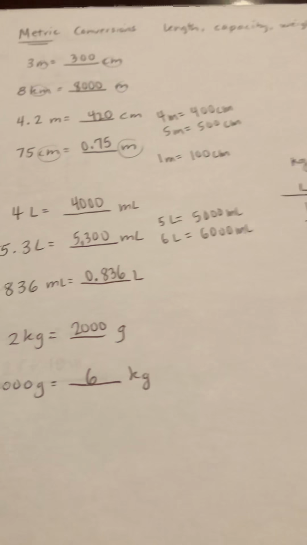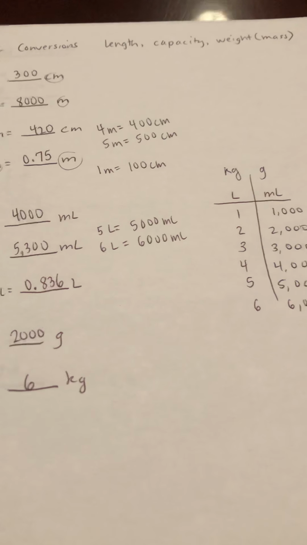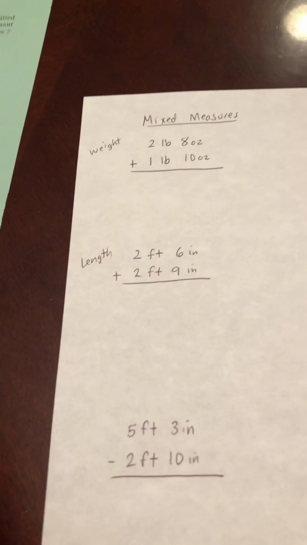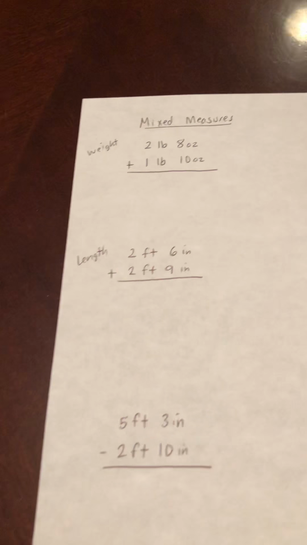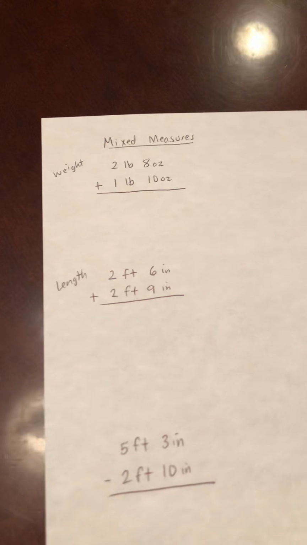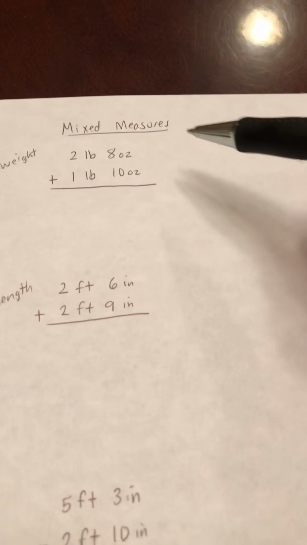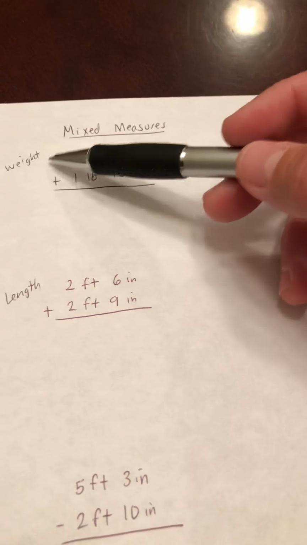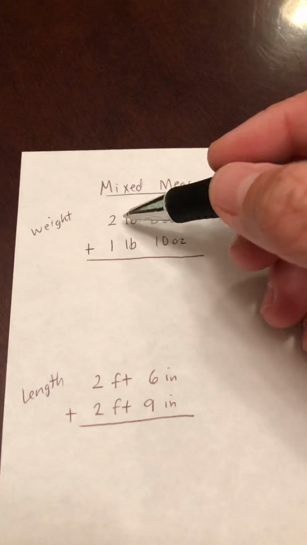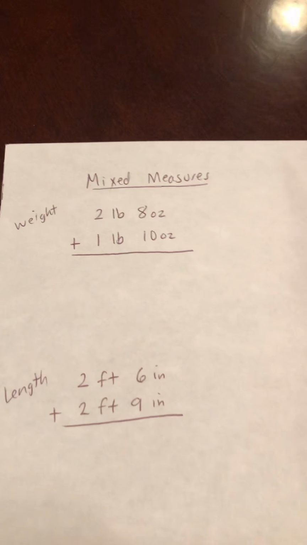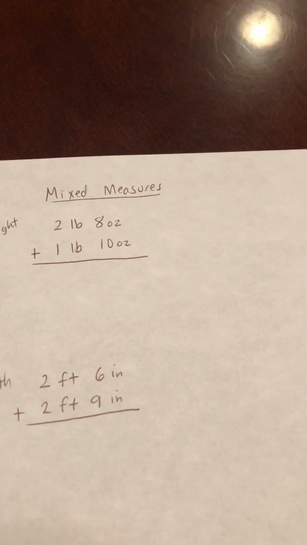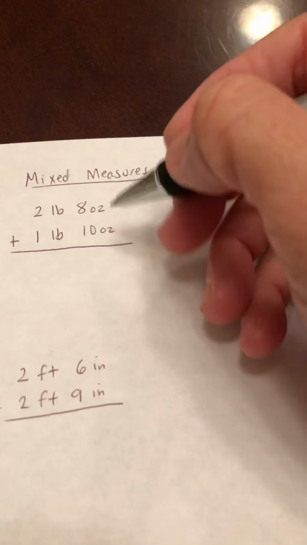All right, and then we're going to do a couple days of what's called mixed measures. And this involves, back to customary here, but sort of an application of using addition, subtraction with these different measures. So if I was looking at units of weight, let's say I had a kitten and the kitten weighed 2 pounds, 8 ounces. And when I took the kitten to the vet for its checkup, it had gained 1 pound and 10 ounces. So how much does the kitten weigh now?